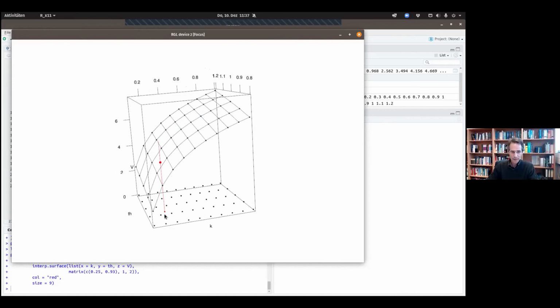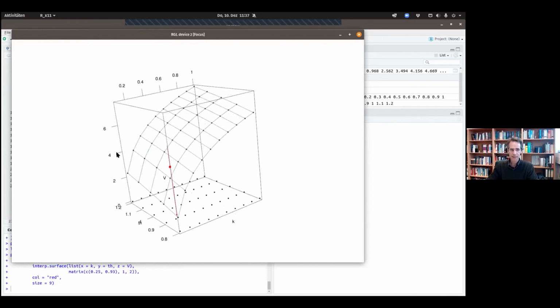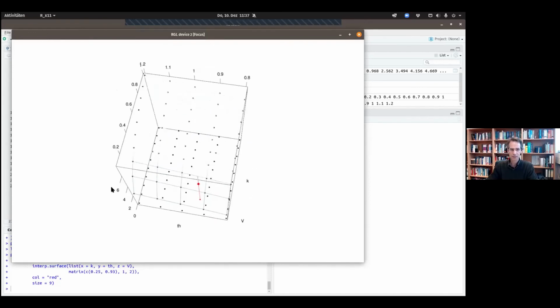And then you can evaluate at points which are between the grid points. So for instance, suppose you want to evaluate the value function at the red point here, which is between the grid points. This happens very often. And then you can find out which part of the value function is that.